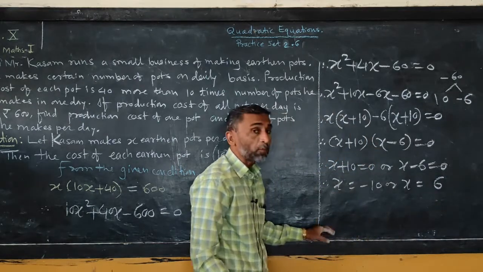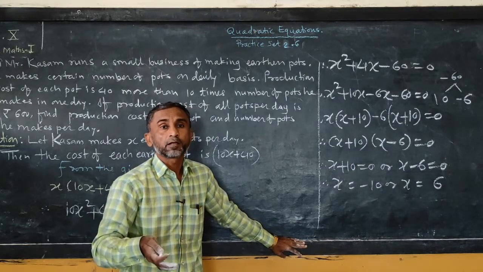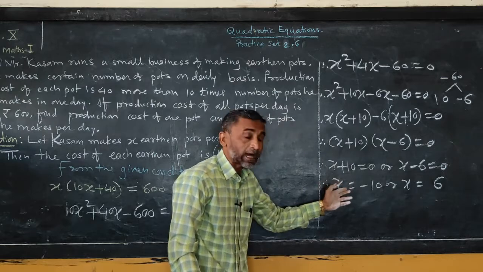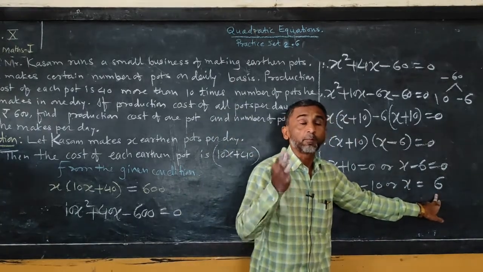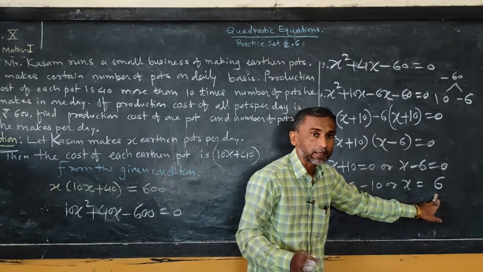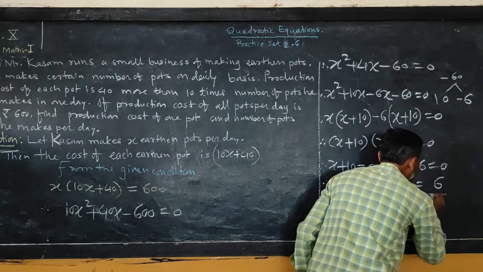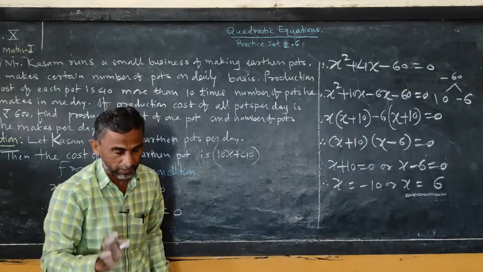Now this is the number of pots. X, what is x? Number of pots per day. So it cannot be negative, so it is unacceptable. So x is equal to 6 is the number of pots made by Qasim per day. This is the first answer we got. How many pots does he make per day? He makes 6 earthen pots per day.